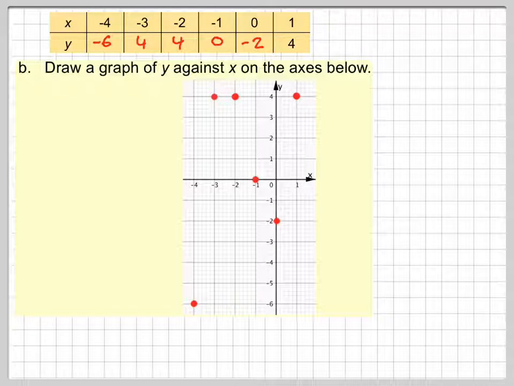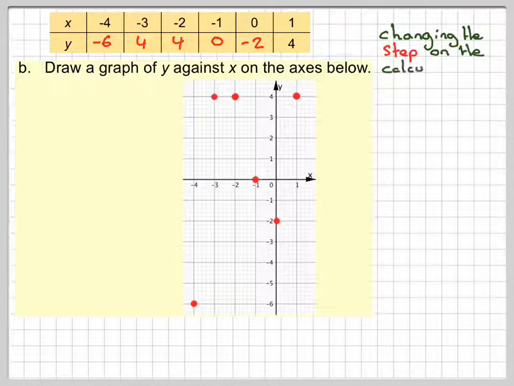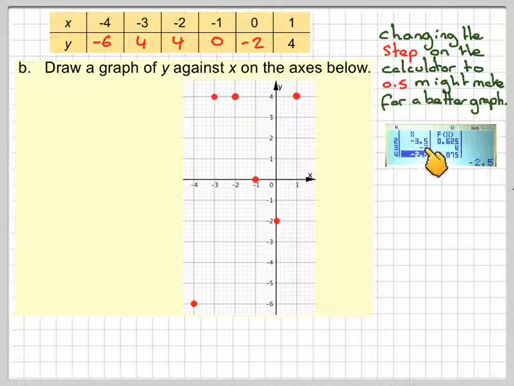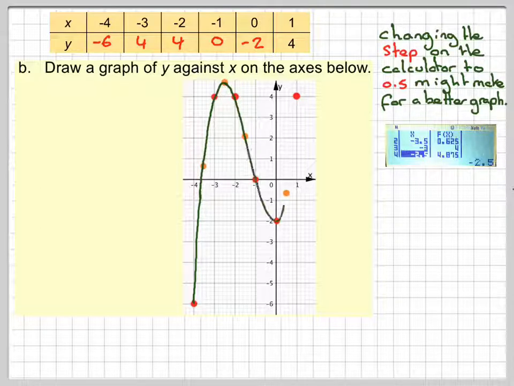Now we could join those up, but it's not going to make for a good curve. So if we go back to the calculator and change the step to perhaps 0.5, it might make for a better graph. So if we do that, then we can put some extra points on our graph. Put this one here, we can get these from the calculator. This one here is quite important. And then we get all the intermediate ones, and then if we draw the curve and then label it.